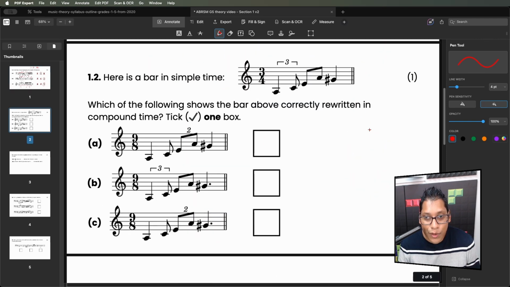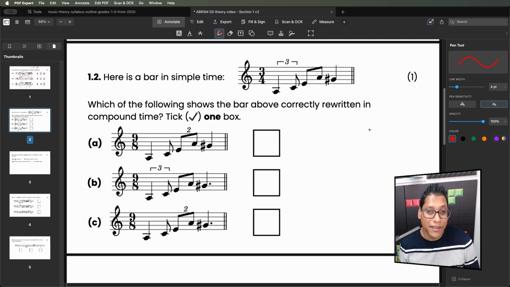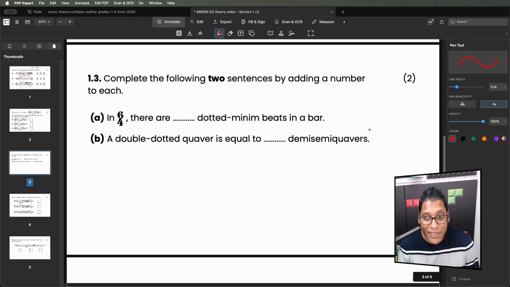Next time, we will look at how we do 1.2, dealing with simple time, compound time, and how do you know which one is correct. And we'll probably finish the rest of the sections.